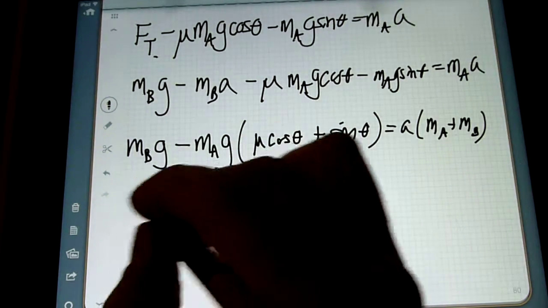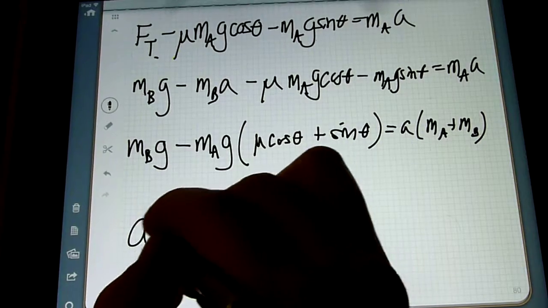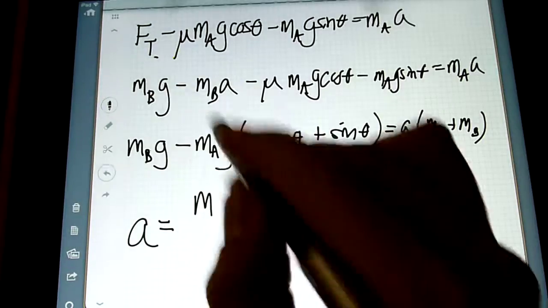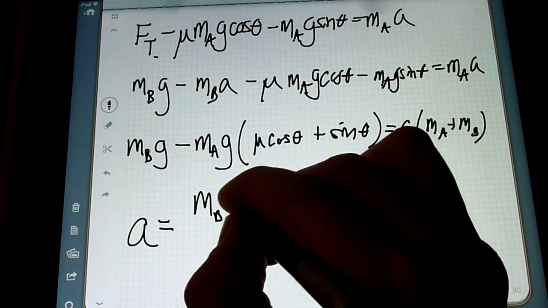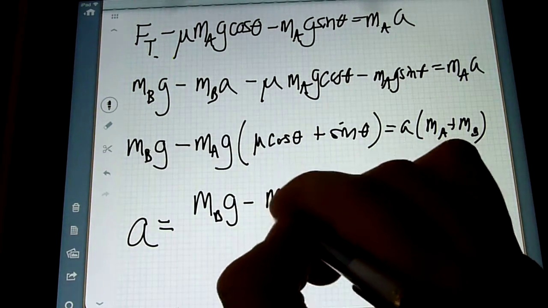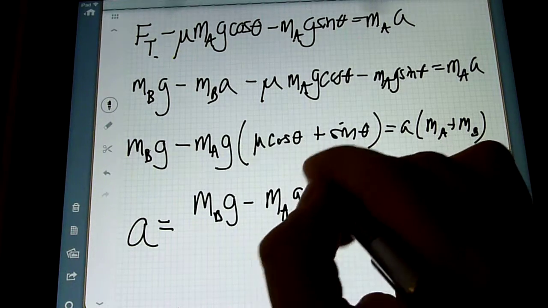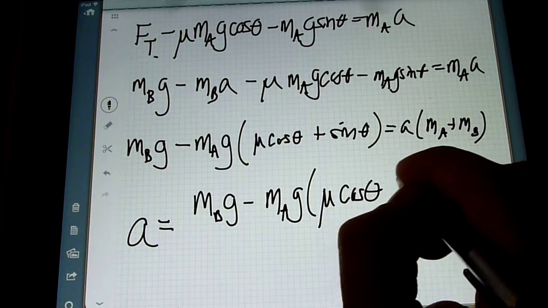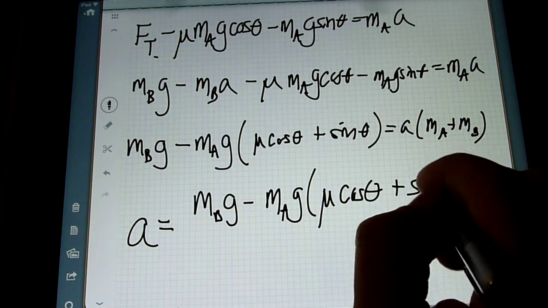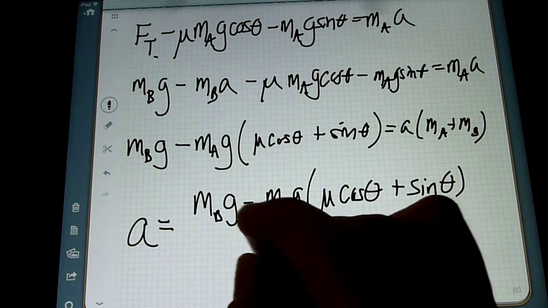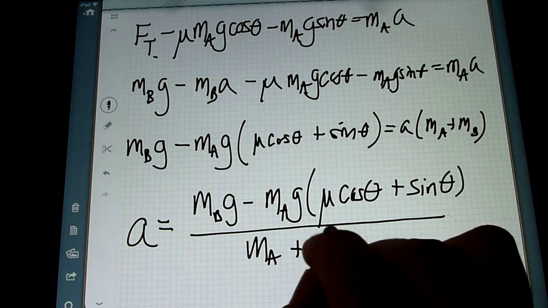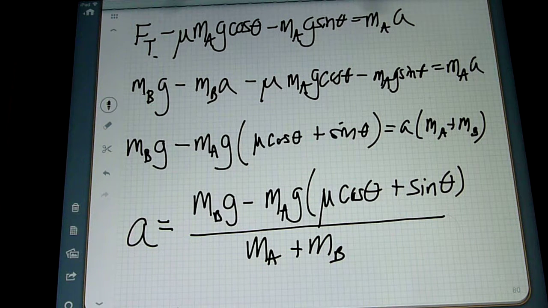So I'm just a step away from writing my acceleration as one statement. It would be the mass of block B times g minus the mass of block A times g multiplied by the quantity mu cosine of theta plus sine of theta, all over my total mass, the mass of block A plus the mass of block B. That would be my expression for the acceleration with all of our algebra worked out.